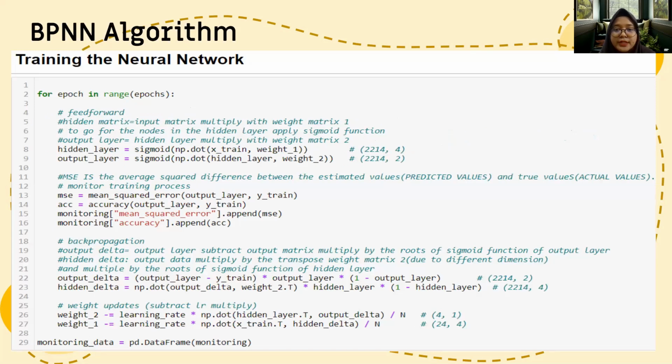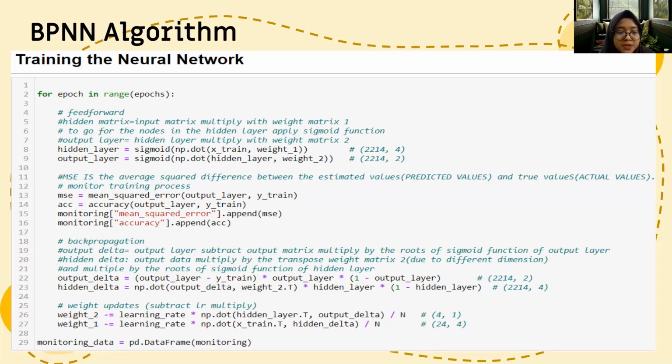Okay, this is our BPNN algorithm, the process. It shows you firstly, inside the epoch, for every epoch, it will apply the feed-forward algorithm, which is first we set the hidden layer. We apply the sigmoid function, multiplying the input matrix with weight matrix 1. And for the output layer, we also apply the sigmoid function and then multiply the hidden layer with weight matrix 2.